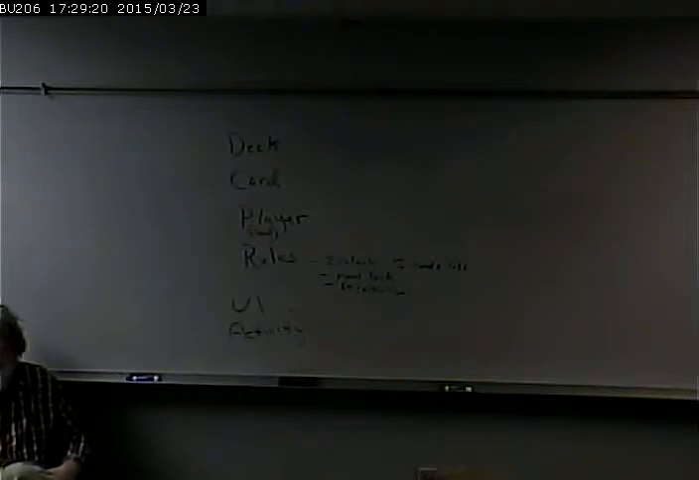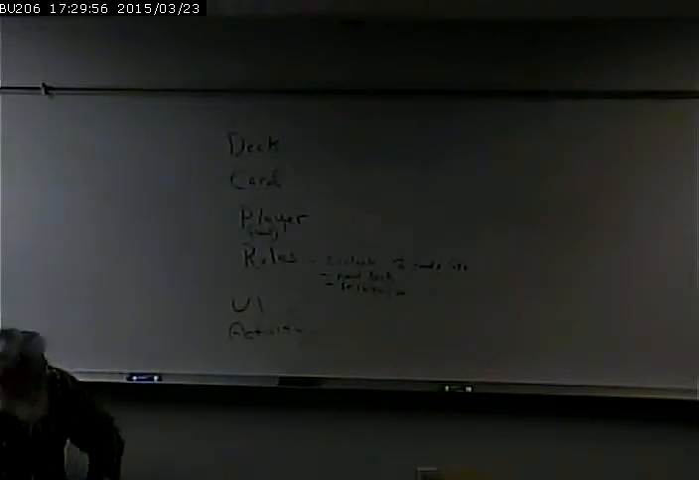Adding insurance, and again, what insurance is where if the dealer is showing an ace, you ask the user, or the user has the option of putting down a bet equivalent to 50% of their original bet, and if the dealer has blackjack, they win 2-1 on that bet, but they lose their original bet. So, where is that going to live? Number one in the rules, right?